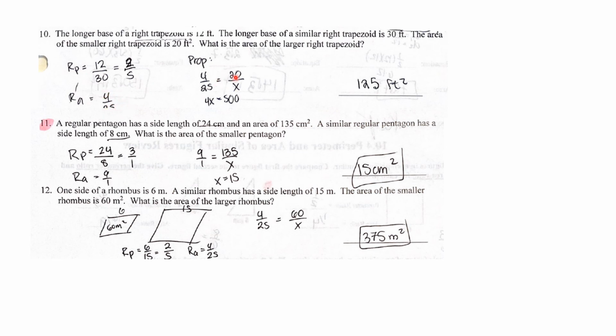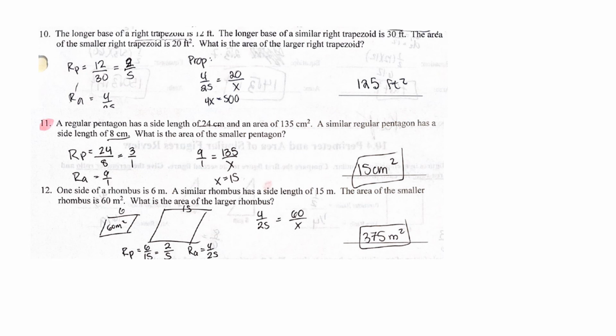So then I know that the area of the smaller right trapezoid is 20 feet squared, and I don't know the larger one, right? If my ratio of areas is 4/25, smaller to larger, well, my smaller area is 20, I don't know my larger, so there's my proportion. I can cross multiply and solve, and I get 125 feet squared for the area of the larger right trapezoid. Similar problems on 11 and 12, no pun intended.